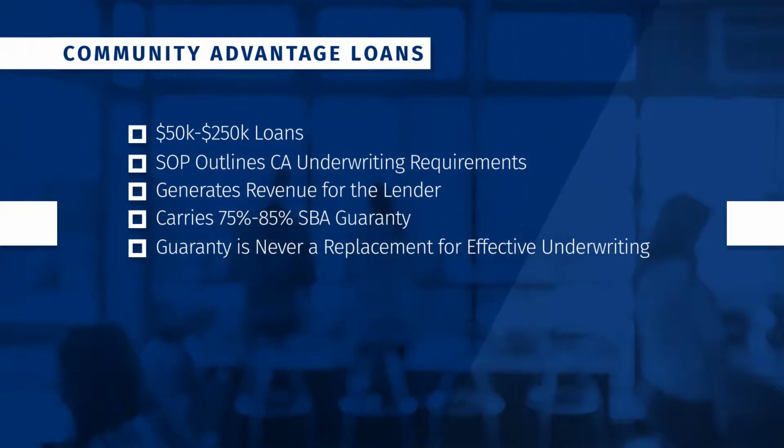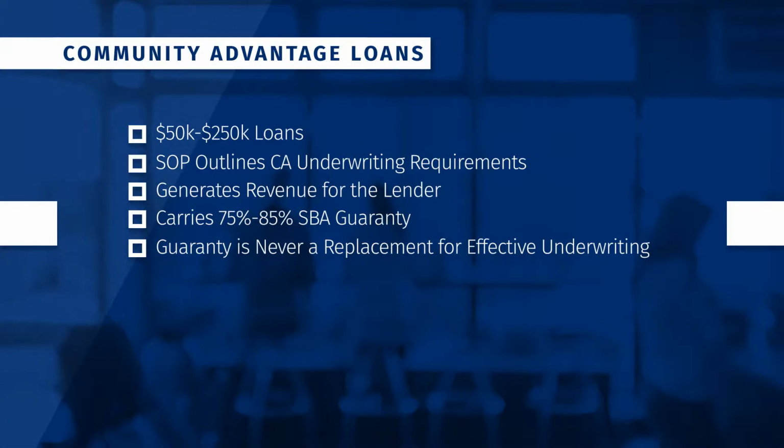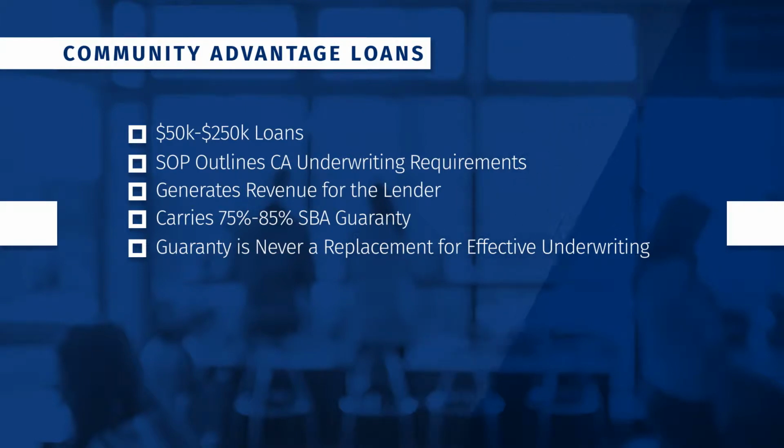The benefits of being a successful Community Advantage lender include the ability to fill market gaps and manage portfolio risk while receiving a 75 to 85% guarantee from the SBA. A lender should never approve a loan if you wouldn't approve the loan without the guarantee.